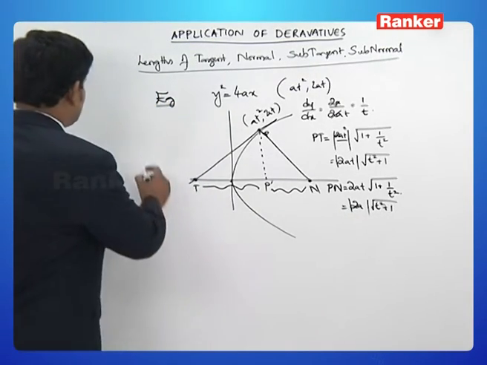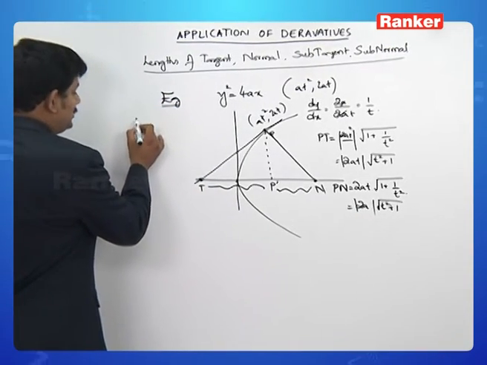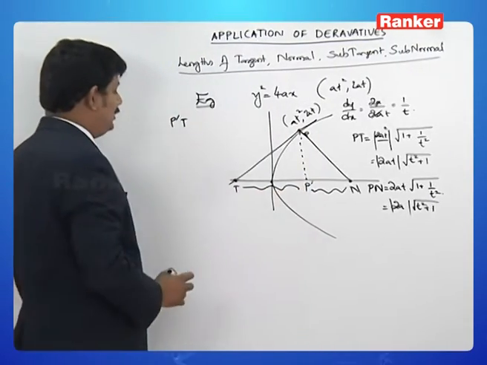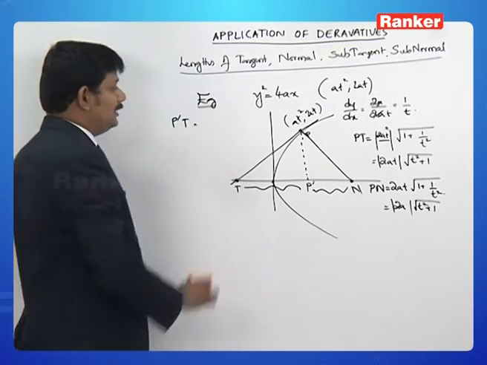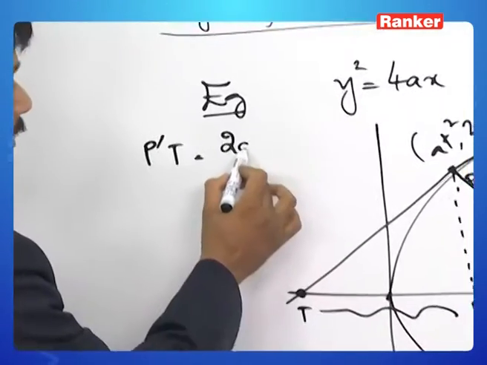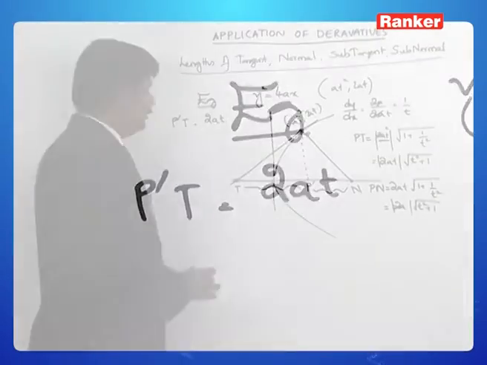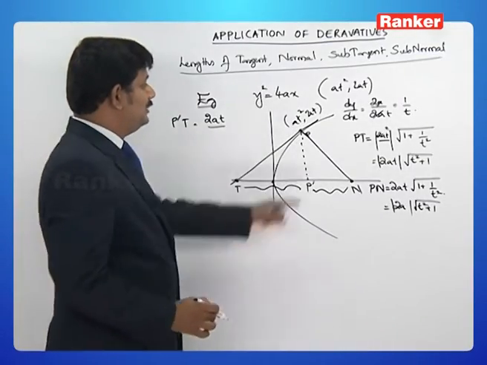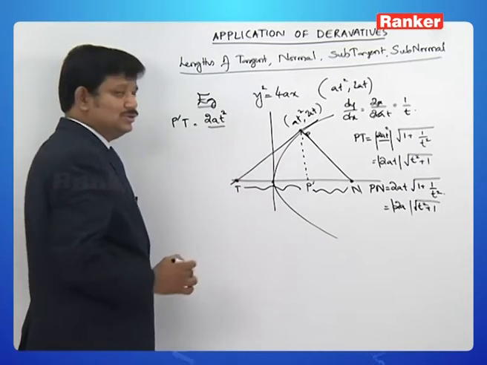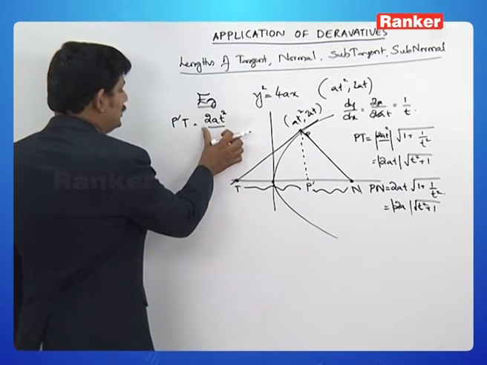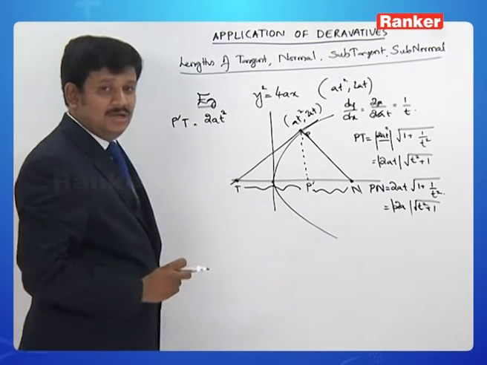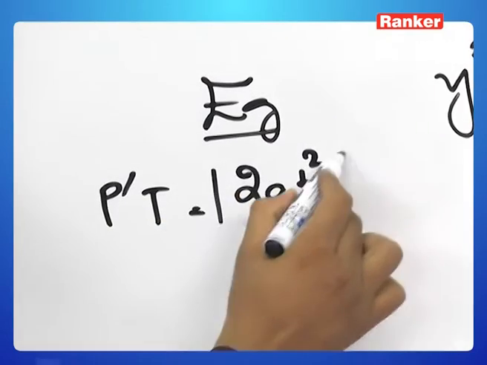Let us find the length of the subtangent. Subtangent is P dash T, this length is subtangent. P dash T is given by y1 by m, which is 2at divided by m, and dy by dx we got to be 1 by t. So 1 by t, t goes into the numerator to become 2at square. So the length of the subtangent is 2at square, and because length has to be positive, let us put a modulus sign.